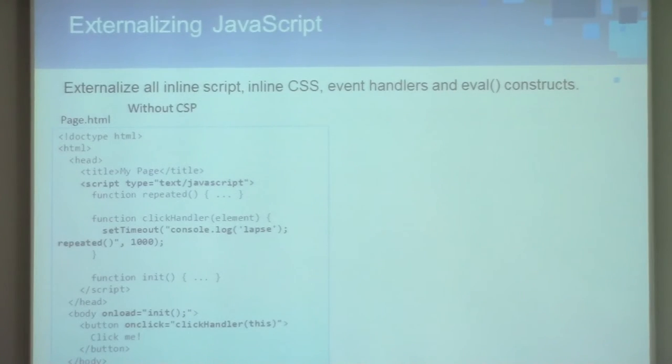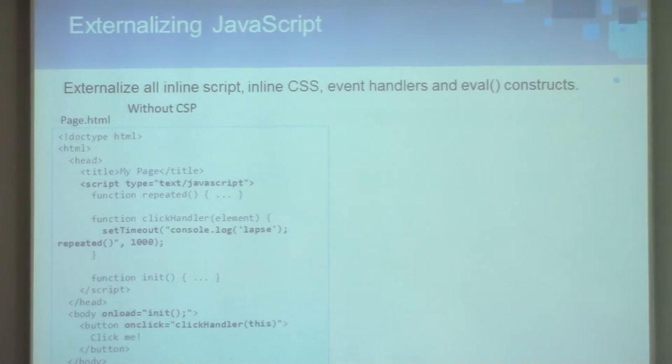Writing an HTTP header with some policy is not that hard. What's hard is to change your JavaScript code, because what CSP does by default, which I haven't mentioned yet, is disallow the use of any inline script. It disallows the use of event handlers, the way we usually use onclick, onmouseover, everything. It disallows the use of eval and eval-like constructs like setTimeout or the Function constructor, writing out the JavaScript function.